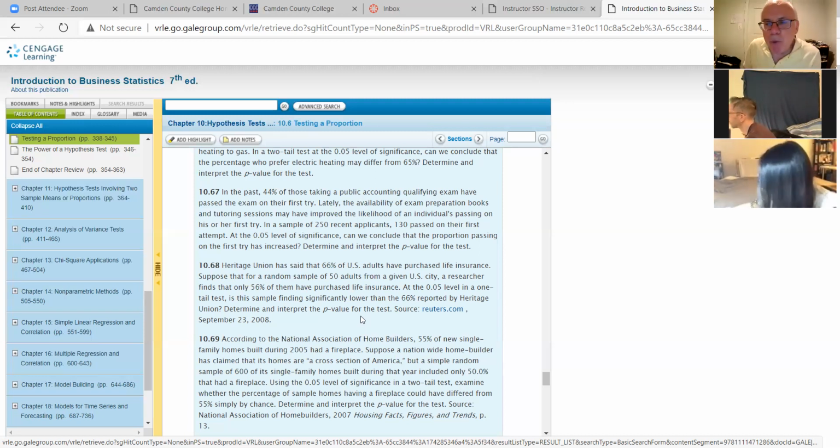The symbol that we want to use is p for the population proportion and p with a little hat above it for the sample proportion, not what the book uses. Okay? All right, go ahead. Back in a minute.